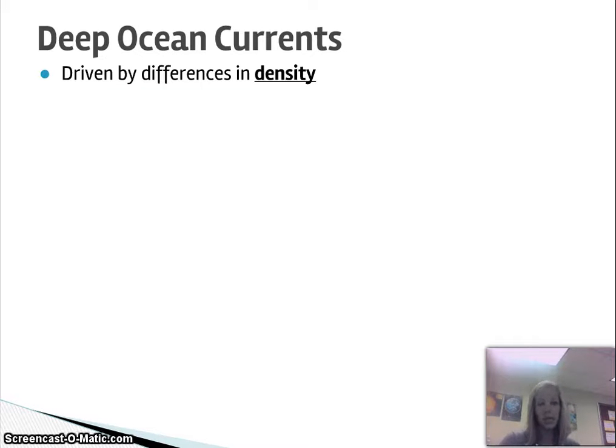So deep ocean currents are driven by differences in density. Surface currents that we talked about were the flows of water on the top 100 meters of the ocean water, and they are driven by wind. And these are deep ocean currents, currents that flow way down deep in the ocean, and what causes them is differences in density of the water.